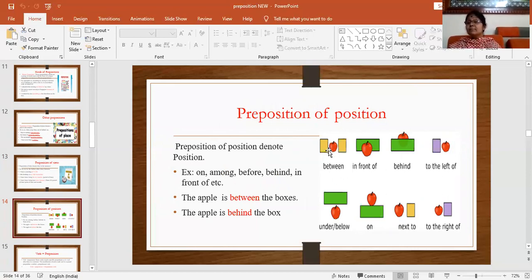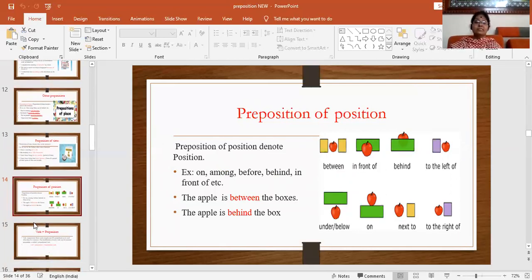The apple is between the two boxes, right? The apple is in front of the box. The apple is behind the box. The apple is to the left of the box. The apple is underneath or below. The apple is on, right? Or the apple is next to. So here, between, in front of, behind are all prepositions that are telling us about the position of the apple. So we have these different kinds of prepositions which we use for different reasons, right?